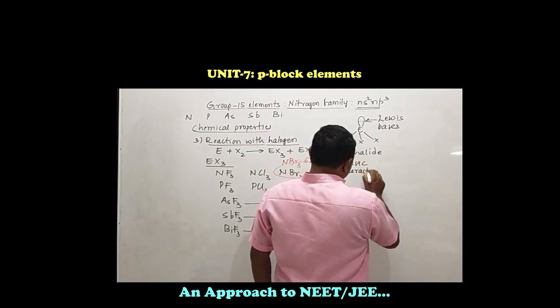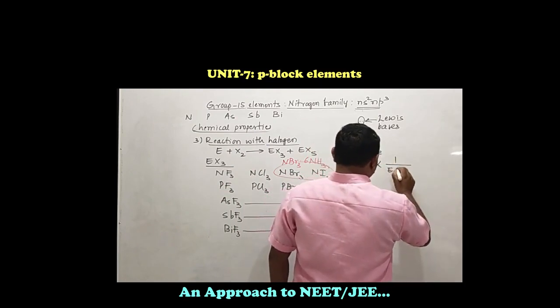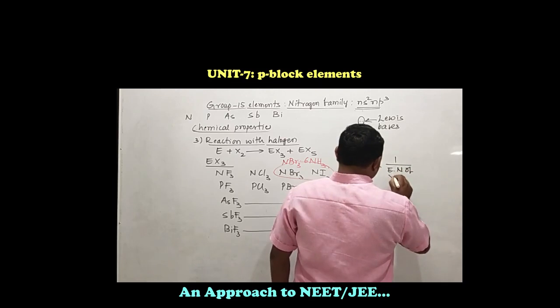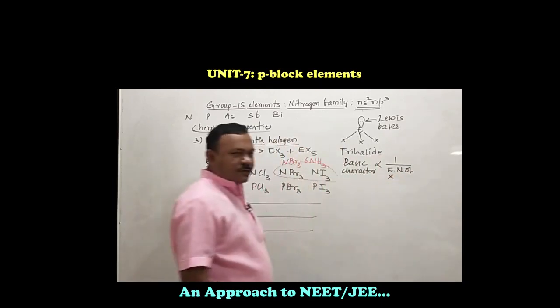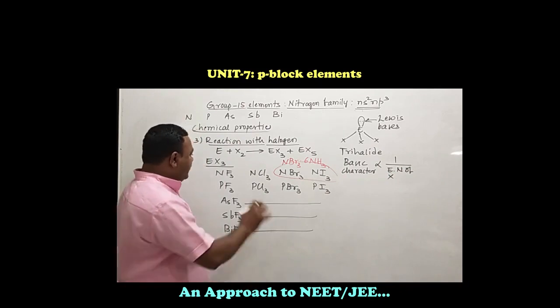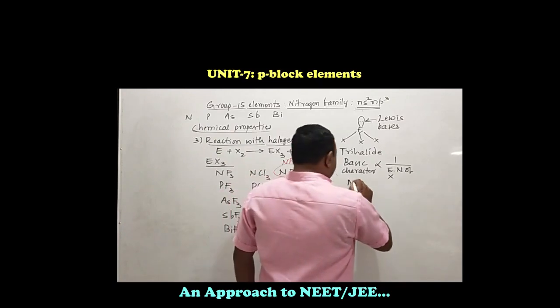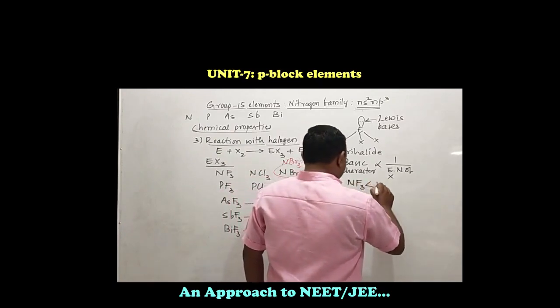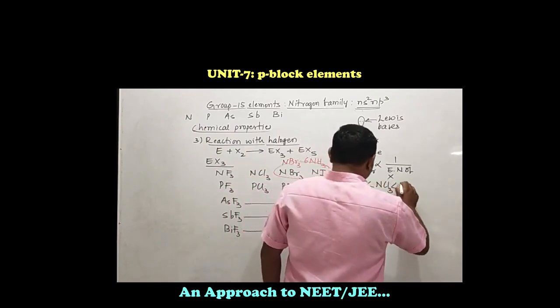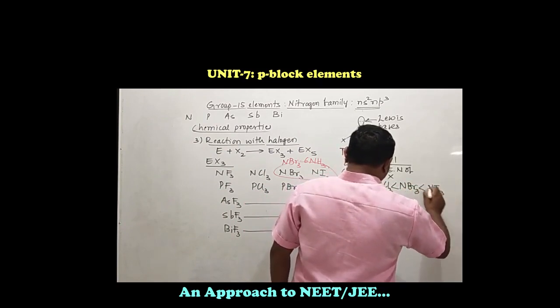Basic character of the trihalides depends on electronegativity of the halogen. As the electronegativity of the halogen goes on decreasing, basic character goes on increasing. It means if I compare NF3, NCl3, NBr3, NI3, NF3 is less basic than NCl3, this is less basic than NBr3, and this is less basic than NI3.